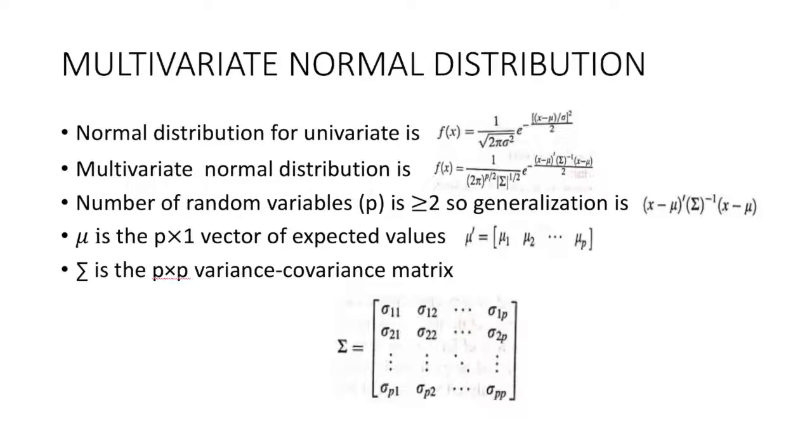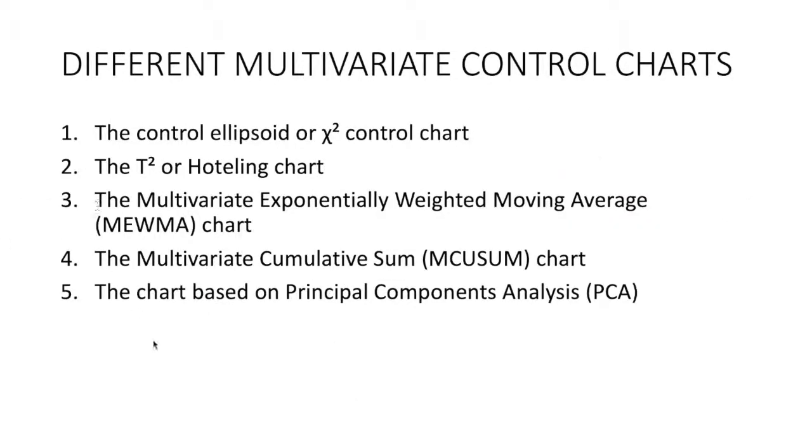The multivariate normal distribution is the core of multivariate statistical analysis. It exhibits approximate normality due to the central limit theorem. The normal distribution for univariate is given by this formula, and the multivariate normal distribution is given by this formula. Here p is the number of random variables and it should be greater than or equal to 2 for the multivariate normal distribution, mu is the p x 1 vector of the expected values, and sigma is the p x p variance-covariance matrix.